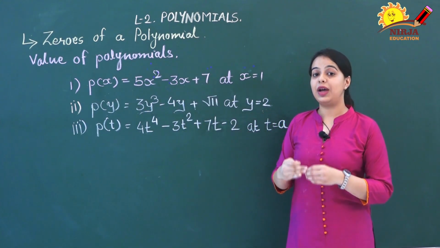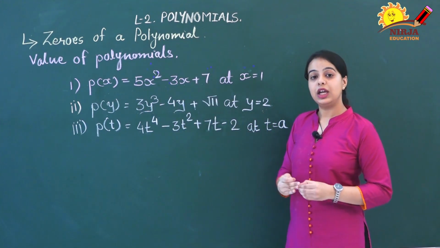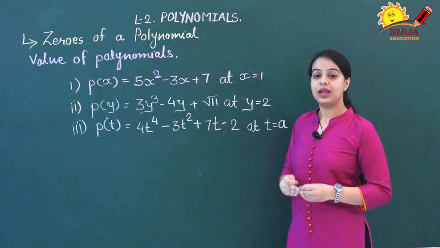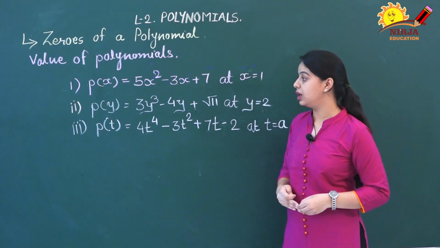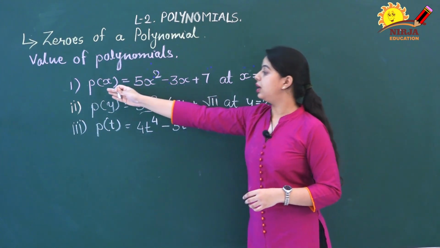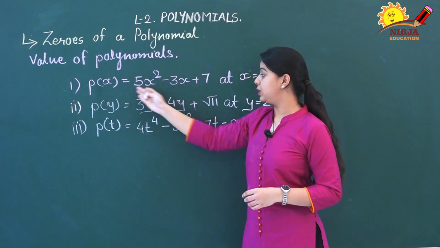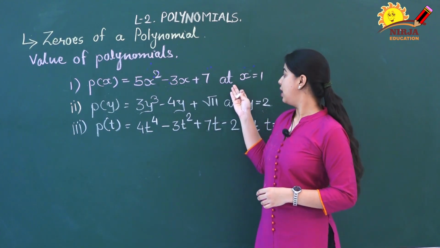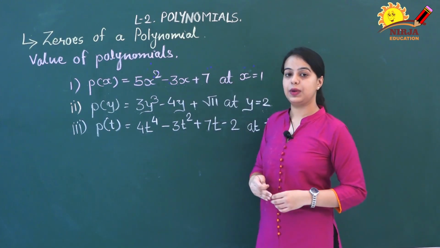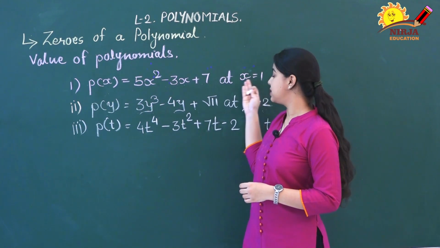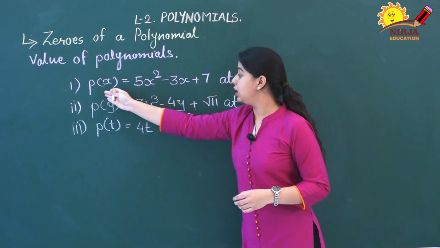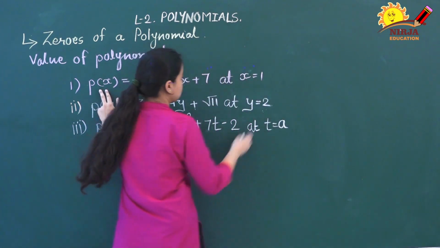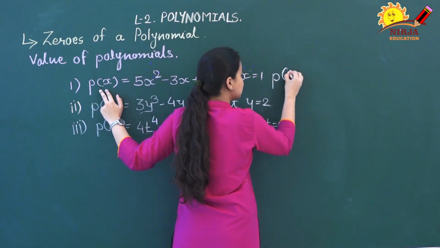How to find the values of polynomials if the value of the variable is given. As you can see, here I have listed 3 examples. Let's see the first. Here it is given p of x is equal to 5x square minus 3x plus 7 at x is equal to 1. That means we are going to replace x as 1 in this polynomial. So let's do it. P of x, we need to replace x as 1.